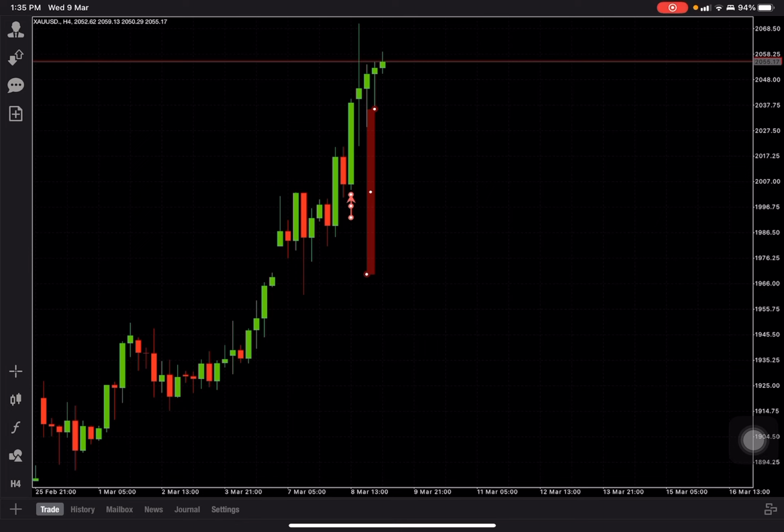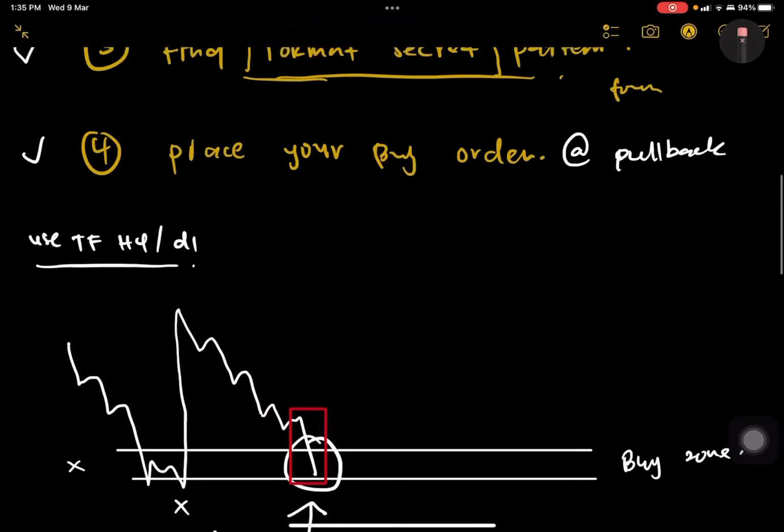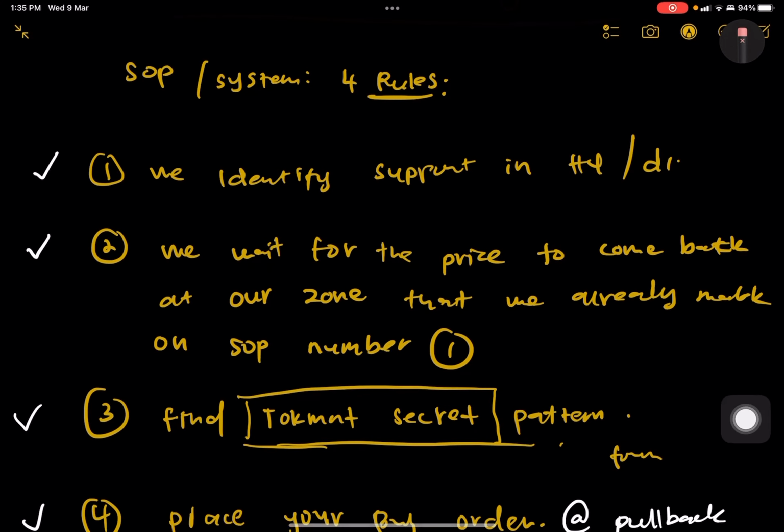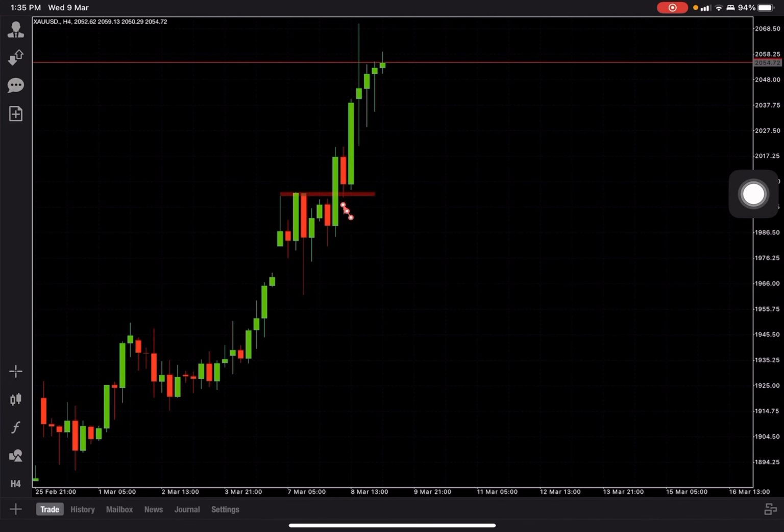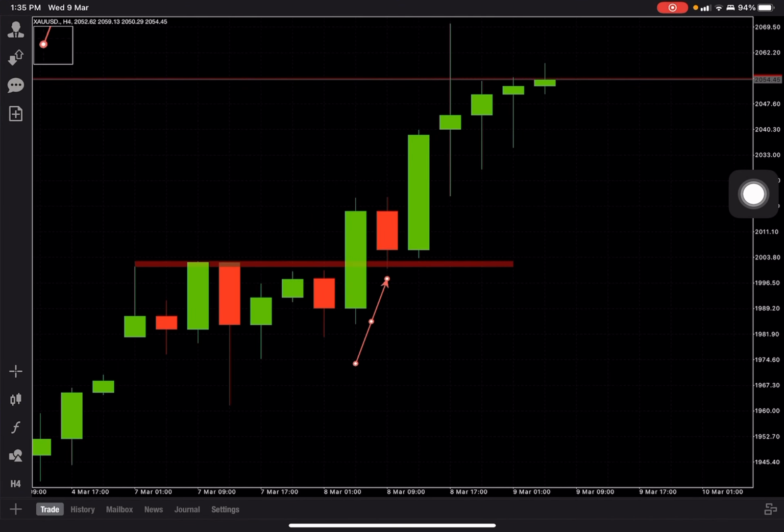Okay, so if you look here closely, you will see there is an RBS, resistance broke becomes support. So how do we identify if this support is valid to buy or not? First, SOP is mark. Remember, I told you guys, our first SOP is to identify supports in H4 or D1. So the first SOP is completed, which is we already identify here is the resistance, breakout becomes supports.